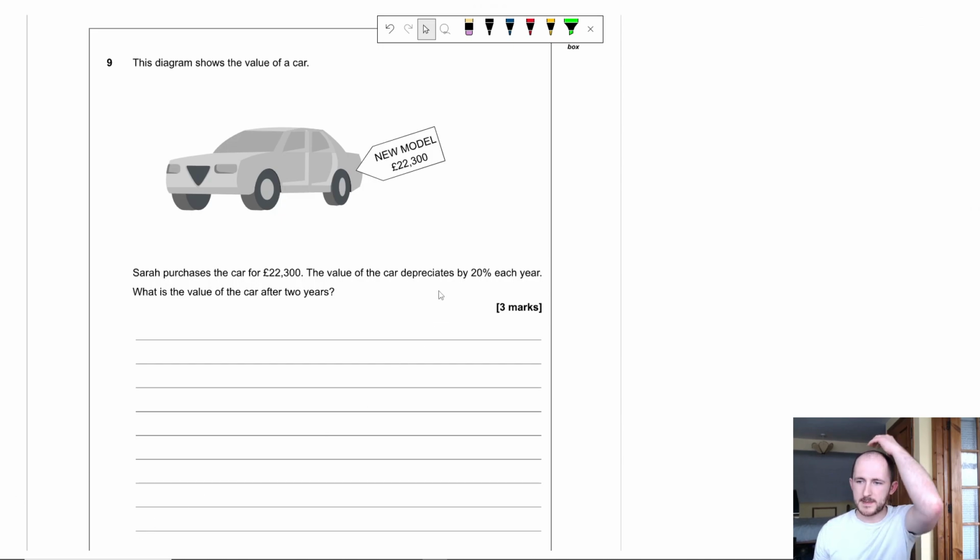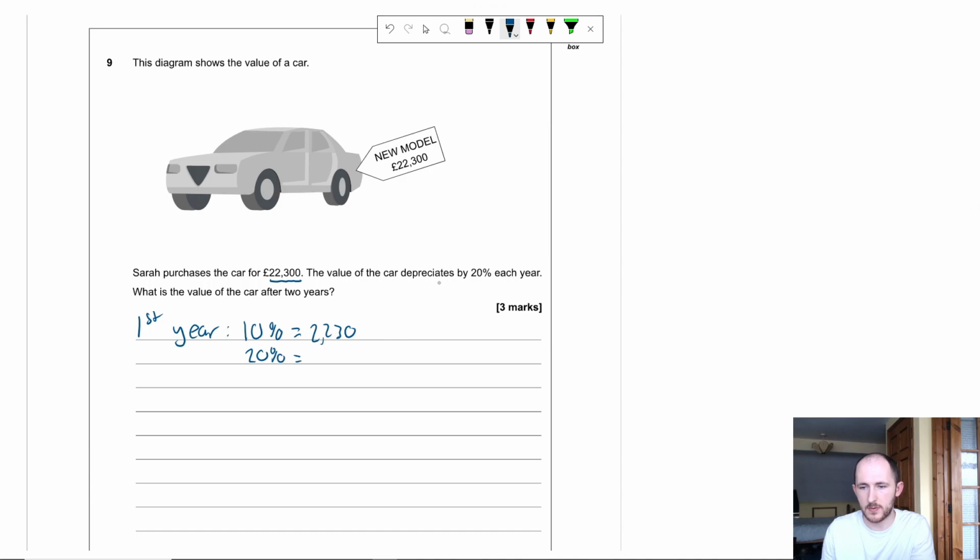So depreciates by 20% each year. So in year one, so let's say the first year, the value goes down by 20%. So what we're going to do is find 20% of the value of the car. So 10%, all you do is divide it by 10. So that'd be 22,300 divided by 10, so £2,230, which means 20% is equal to £4,460.